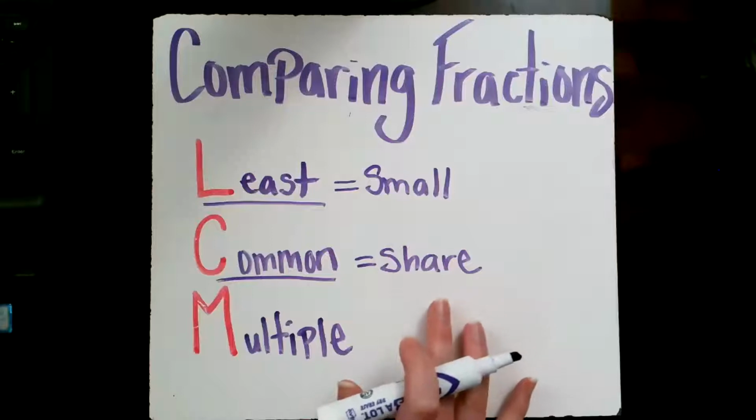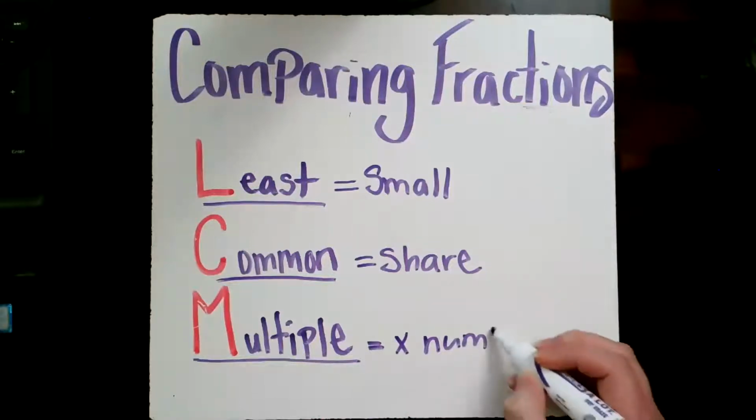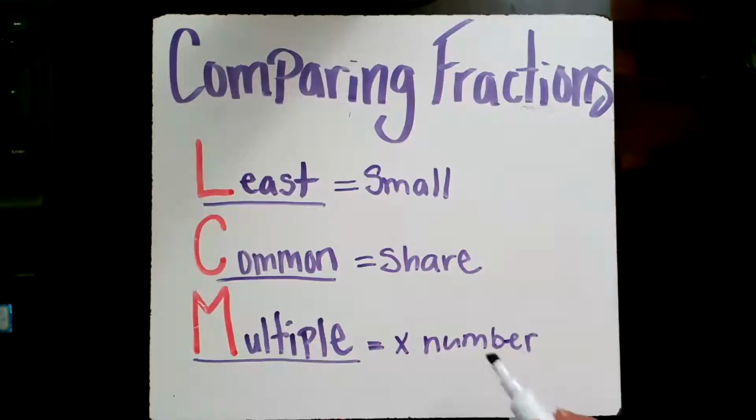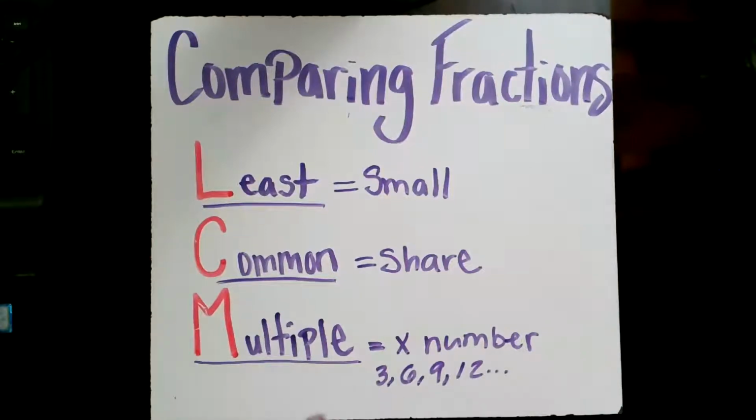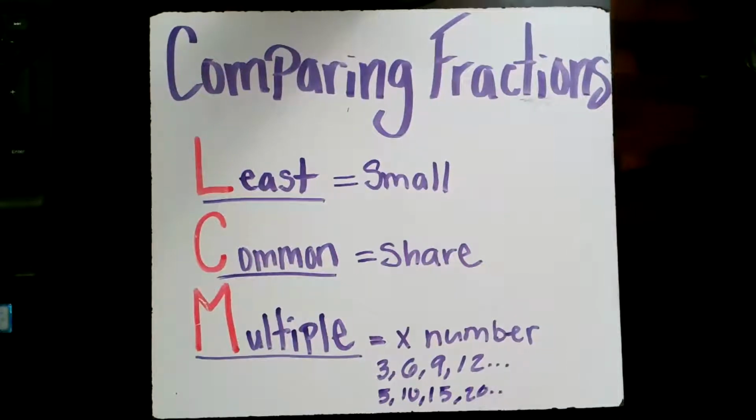You share those things. And finally, multiple, where we talked about earlier in the year, we've had factors and multiples. A multiple is a multiplication number. So for example, multiples of 3 would be 3, 6, 9, 12, and so on and so forth. If we wanted multiples of 5, 5, 10, 15, 20, and so on and so forth.